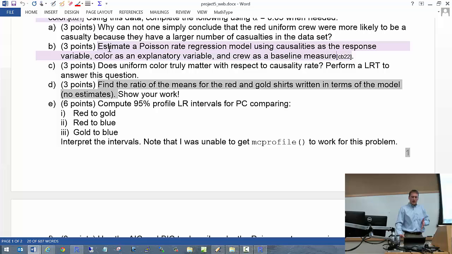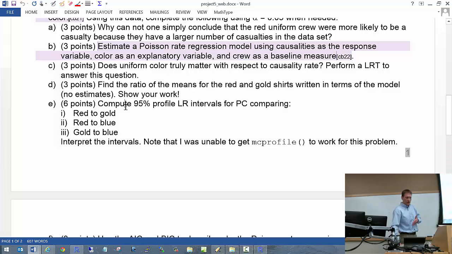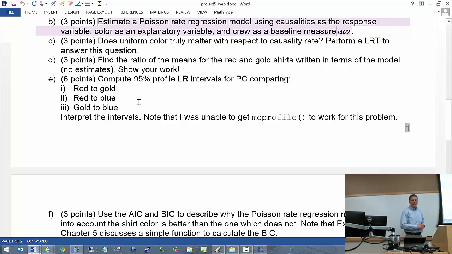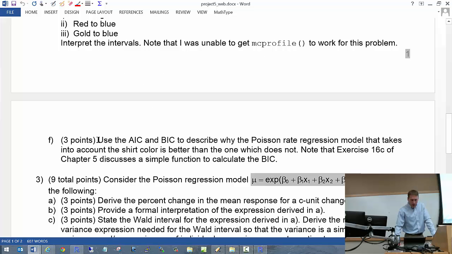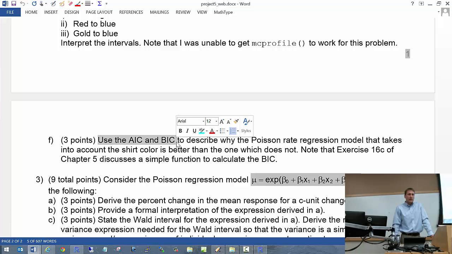Once you do that, part E implements some of what you just did in D, where I want you to compute 95% profile likelihood ratio intervals for PC, which stands for the percentage change, which is kind of like the odds ratio we saw in chapter 2 in terms of the numerical format. Find the likelihood ratio intervals that compare those shirt colors, and of course, interpret. Then part F relies on something in chapter 5, and you will shortly be able to do that. It's not going to be very difficult. So that's problem number 2.